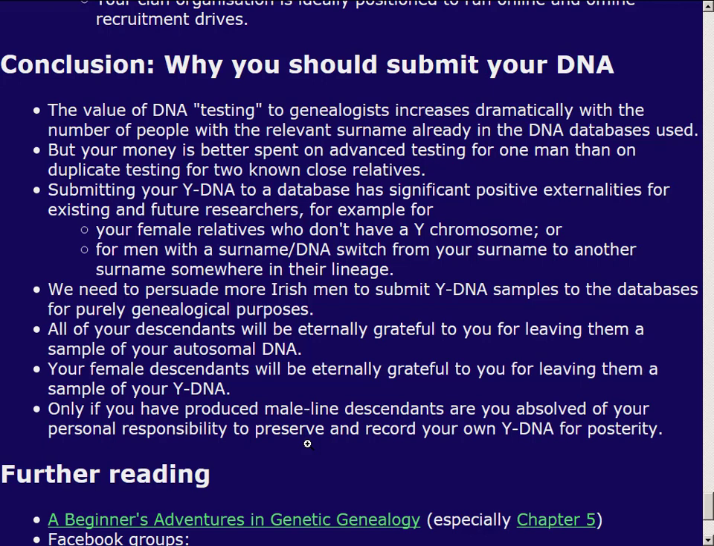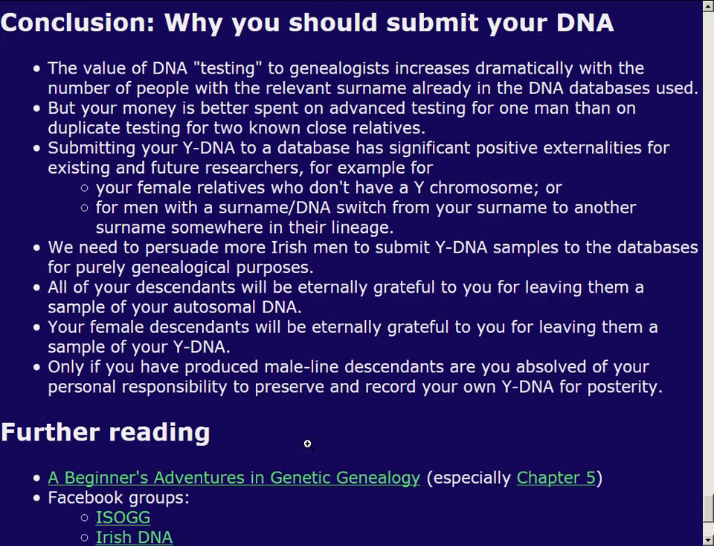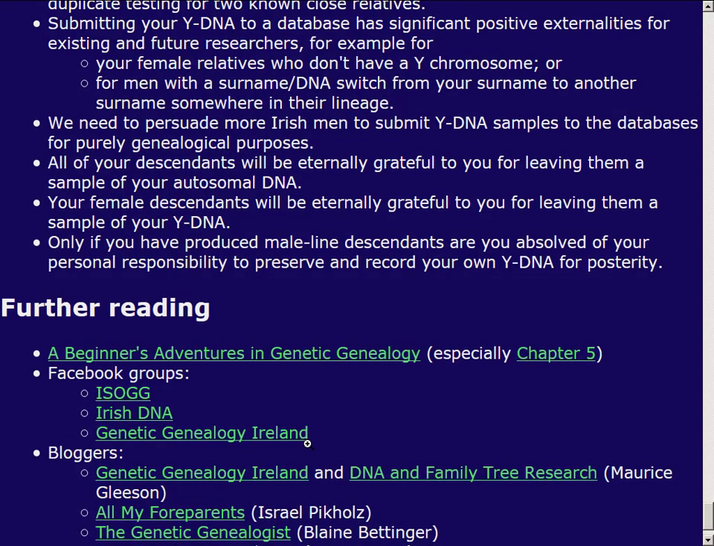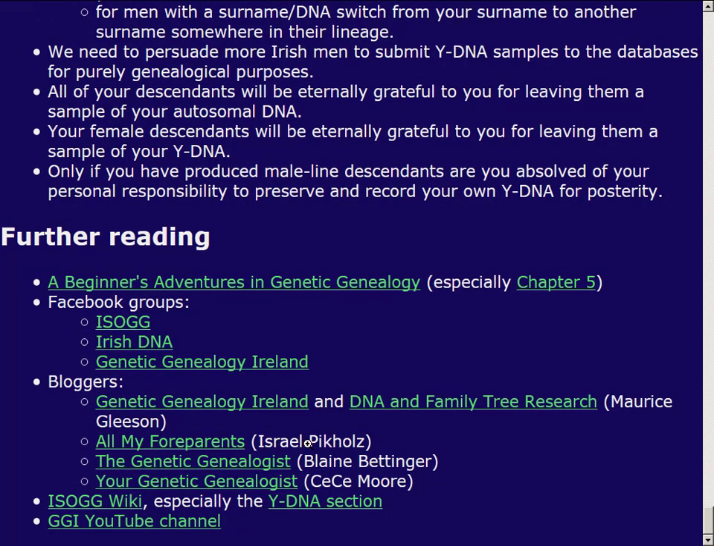We need to get more Irish men into the Y DNA databases, more Irish women into the Family Finder, autosomal and mitochondrial DNA databases. Your descendants will be eternally grateful to you for your autosomal DNA, because you've only passed on half of your autosomal DNA to each of your offspring. Your female descendants will be eternally grateful for your sample of the Y DNA that you haven't passed on to them. And it's only if you have male line descendants that you're absolved from the parental responsibility to preserve and record your own Y DNA, because if you have male offspring, they can do it for you. But if you don't, nobody else can do it for you.